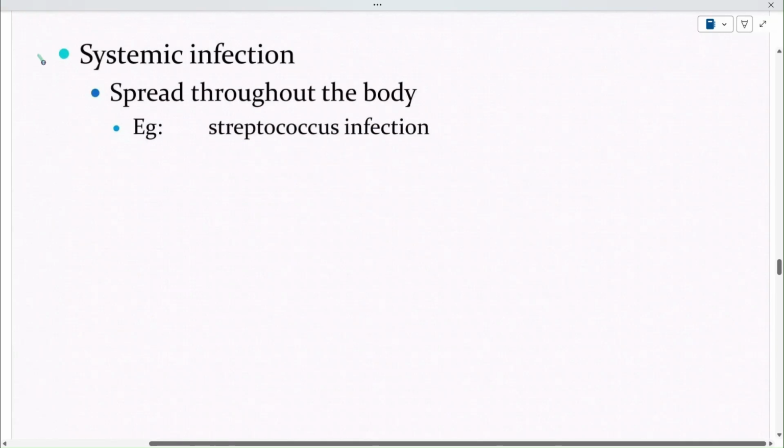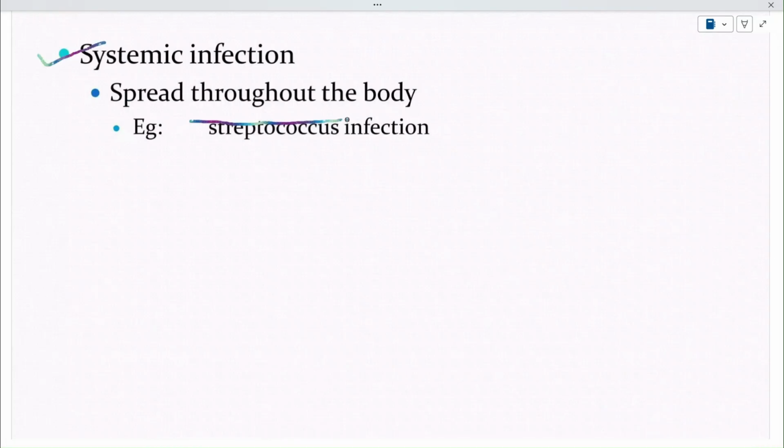Next we have systemic infection. An infection that spreads throughout the body is known as systemic infection. An example that causes systemic infection is streptococcus infection. This is the bacteria that causes the most common infections.